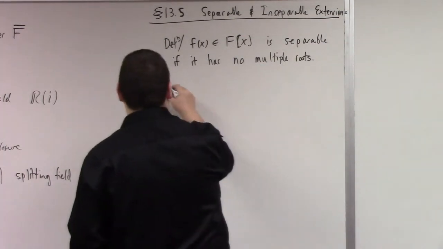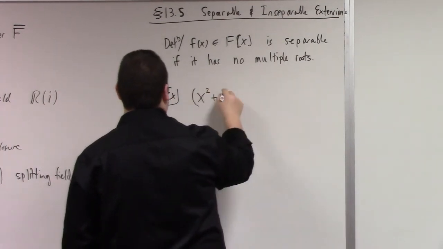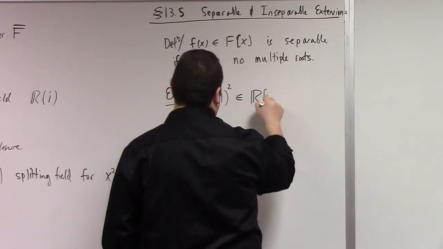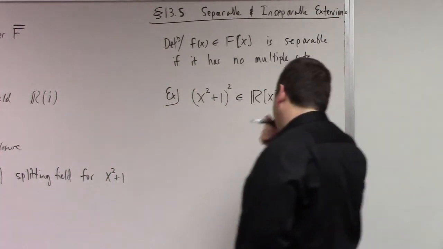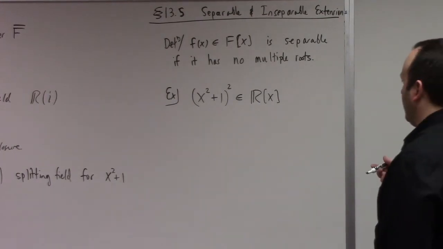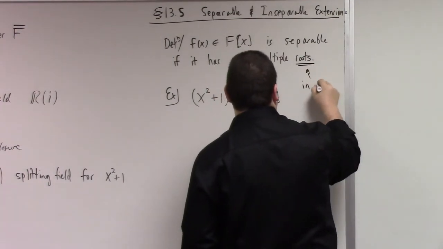So, I mean, example. If we had (x squared plus 1) squared in R[x], that's got no real root, right? So that must be separable, right? No, wrong. It's in the splitting field. Yes, we have to care about the splitting field. When we're talking about roots, where you can find them is in the splitting field.